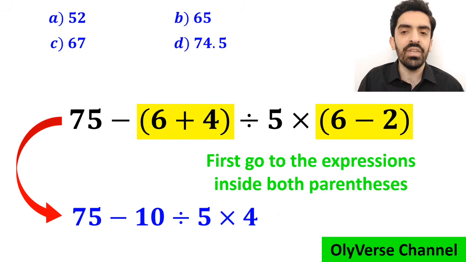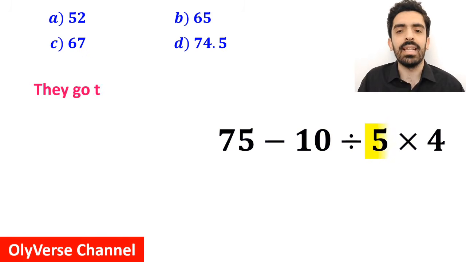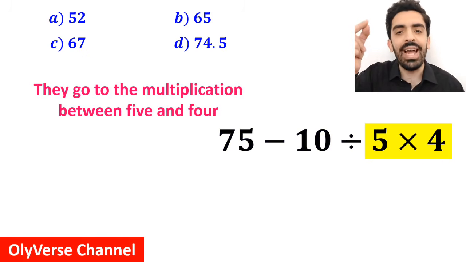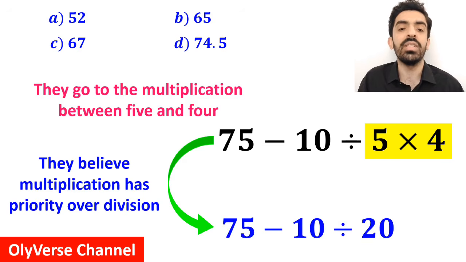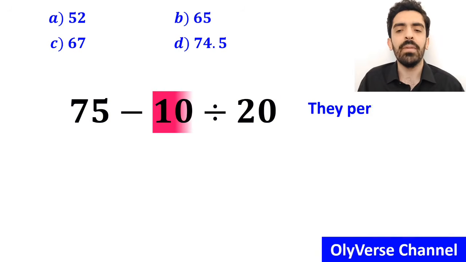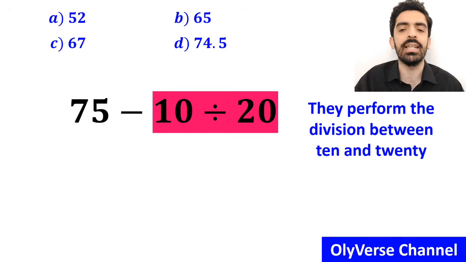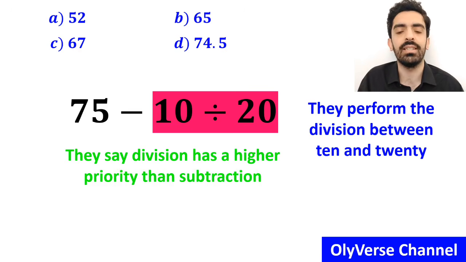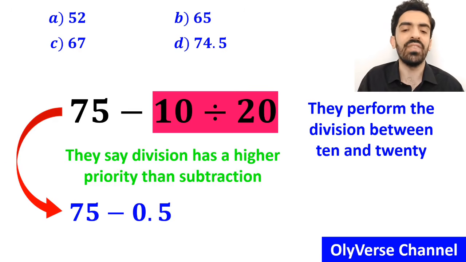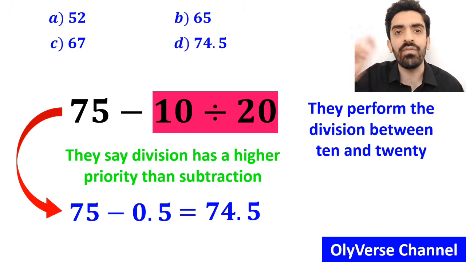and simplify to 75 minus 10 divided by 5 times 4. In the next step, they go to the multiplication between 5 and 4 because they believe multiplication has priority over division. So, they simplify this expression to 75 minus 10 divided by 20. And the final step, they perform the division between 10 and 20 because they say division has a higher priority than subtraction. So, they rewrite this expression as 75 minus 0.5, which ultimately gives them the answer 74.5.